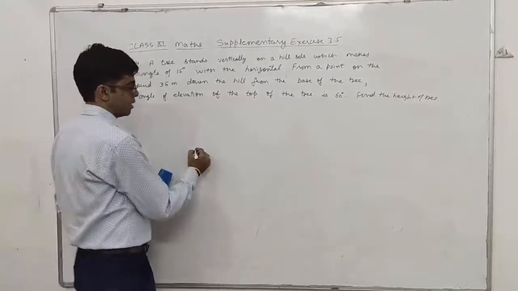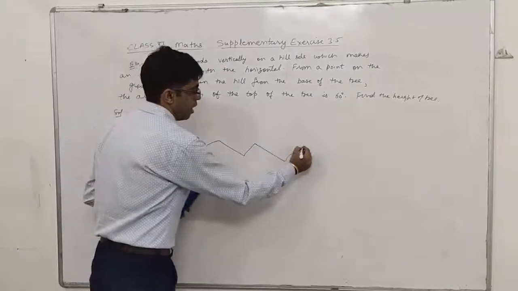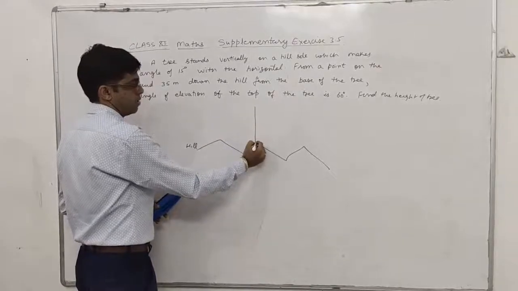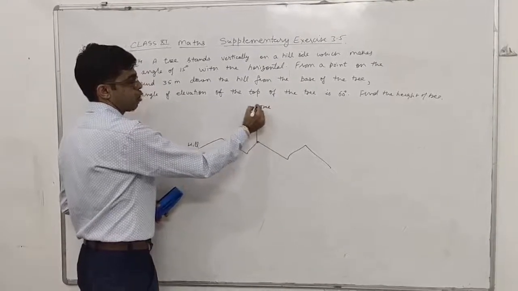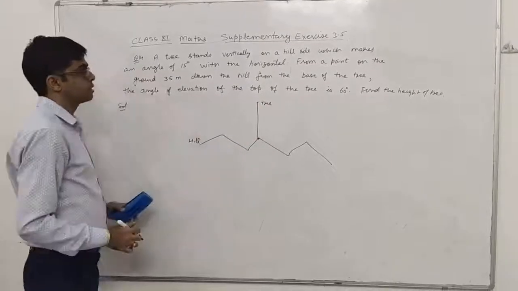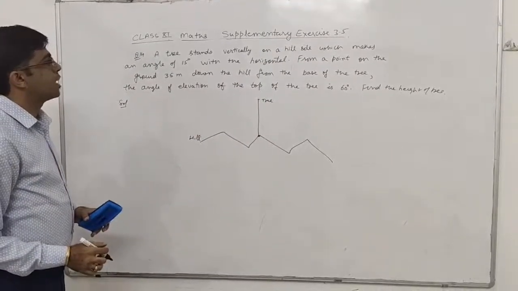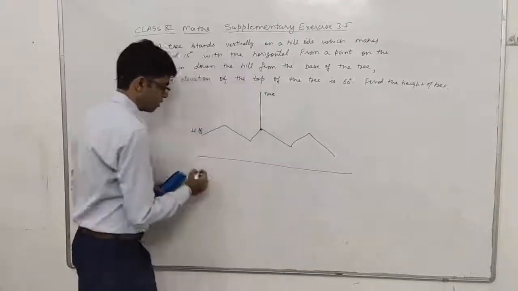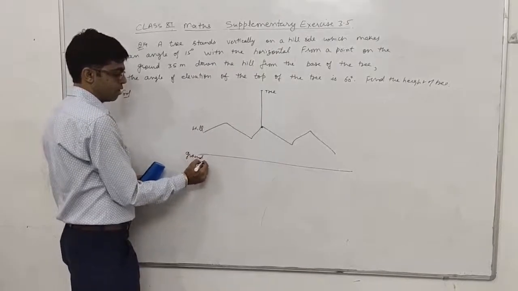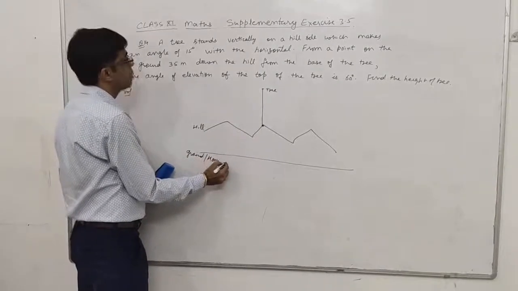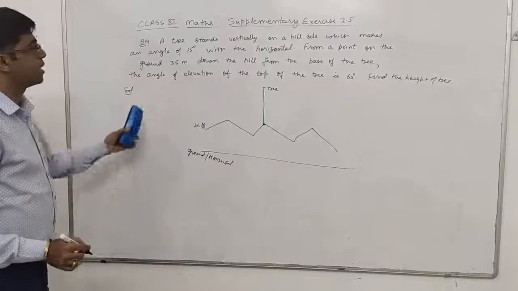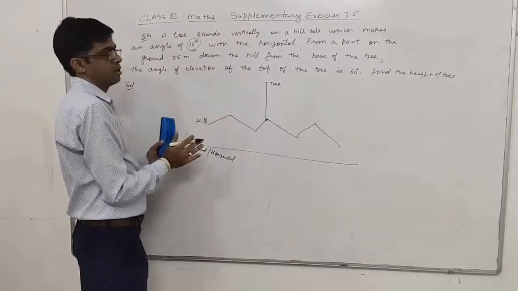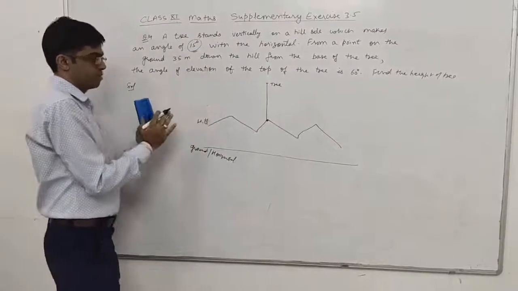So now check this. This is the hill, and there is a tree. Let this be a tree. This is the top, and this one is the bottom base. Now a tree stands vertically on a hillside which makes an angle of 15 degrees with the horizontal. This is the horizontal ground level. This 15 degrees we will consider later, because first of all we have to create the situation.